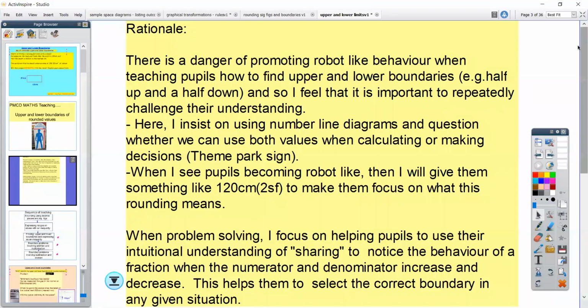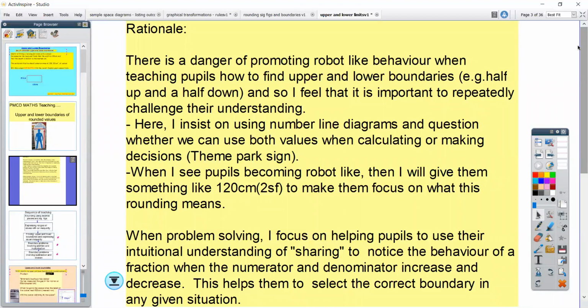Okay, so what I think is not great practice is when you have a rounded value and you're asked to find the upper and lower boundary. It might be 6 centimeters, to the nearest centimeter, and students just get in the habit of going 0.5 up and 0.5 down from that value to get the upper and lower boundary, and they totally forget what it actually represents. So they don't really show an understanding of what it's actually representing.